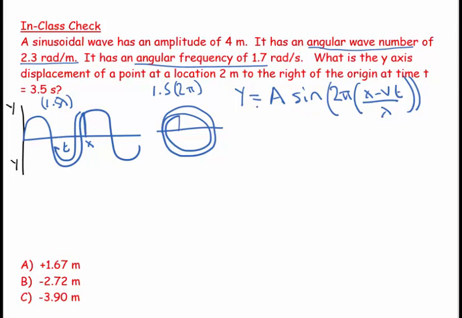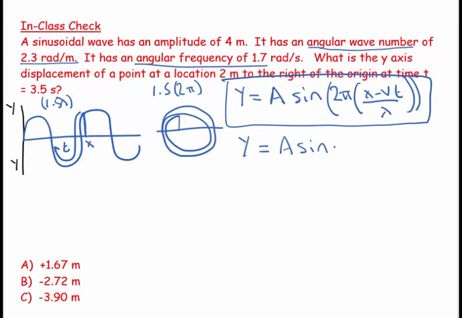Whereas this expression is designed to be used with linear information, like x position, wavelength and velocity, there's another expression, which is sine of kx minus omega t. Again, minus if the wave is going to the right, positive if it's going to the left.